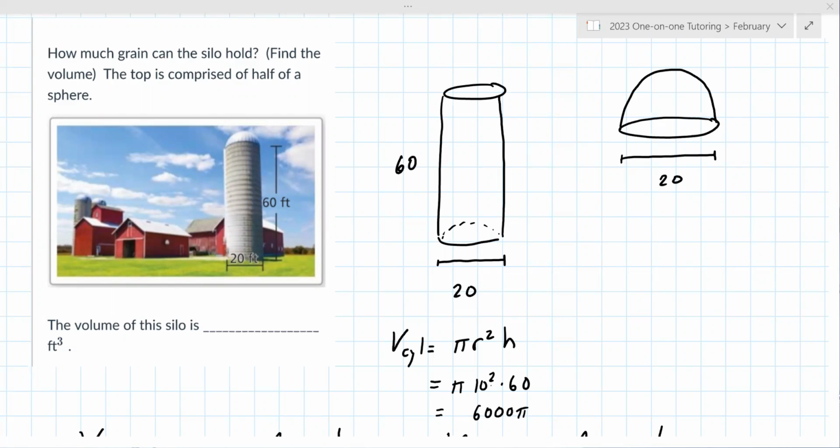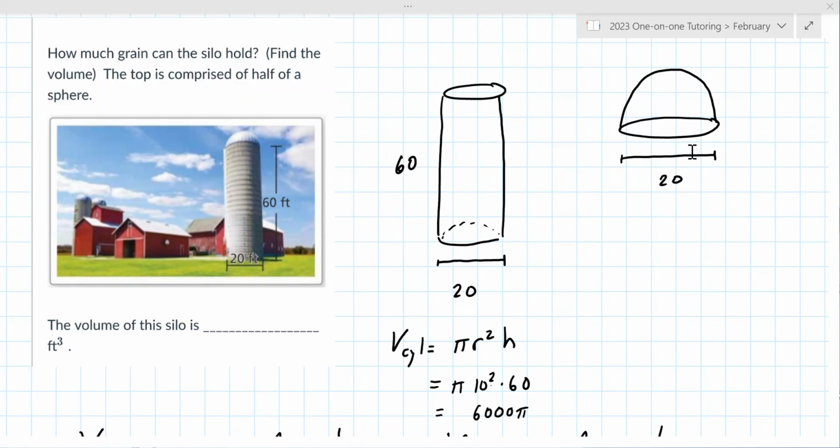So first I need to do the 10 squared. That gives me 100. And then I do 6,000. It'll be 6,000 pi. Yeah, and for right now, just leave it like that. We'll get to the approximation.